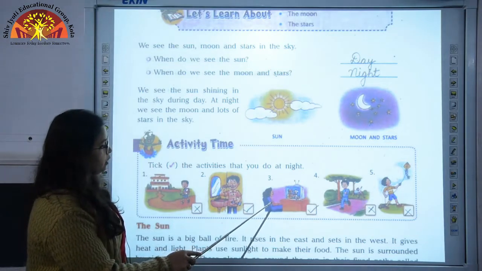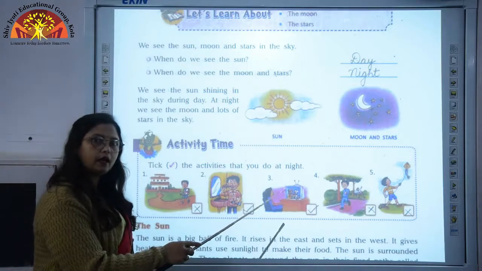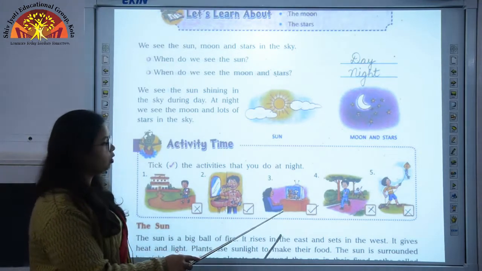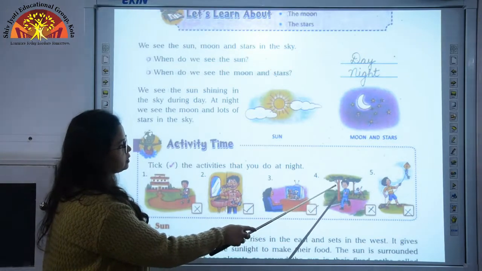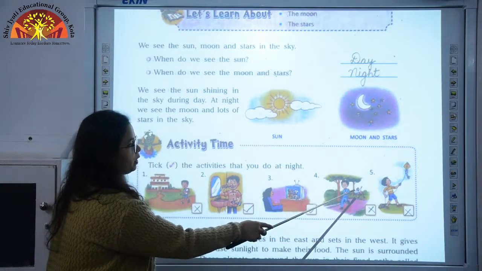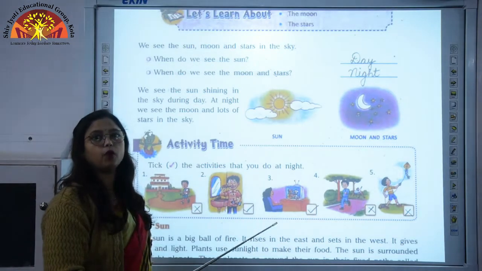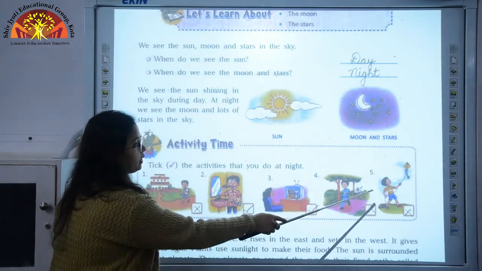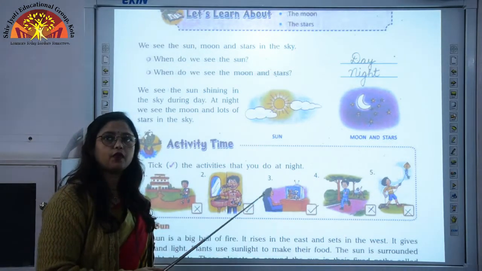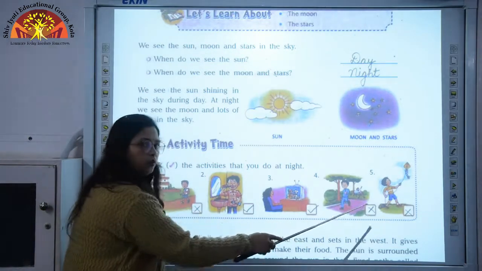Then here you can see that this girl is watching the TV. So, we can watch the TV at night also and during the day also. So, we put a tick mark over here. Now, here you can see that this boy is running and the other boy is doing exercise. So, running and exercise is done in the morning hours. So, we put a cross over here. Now, this boy is flying a kite. So, we can fly the kite only during the daytime. So, we will put a cross over here.